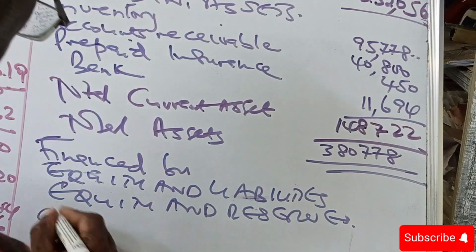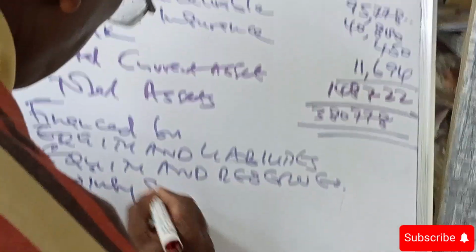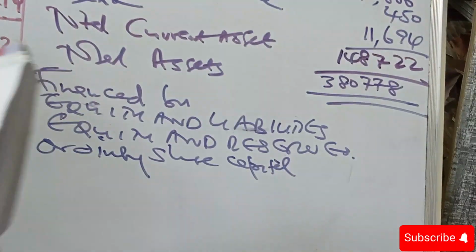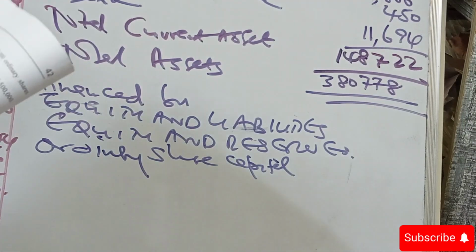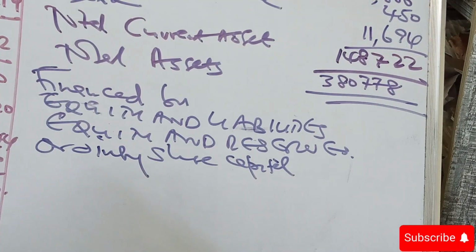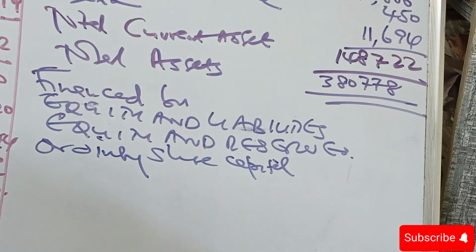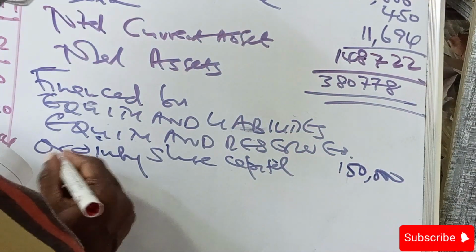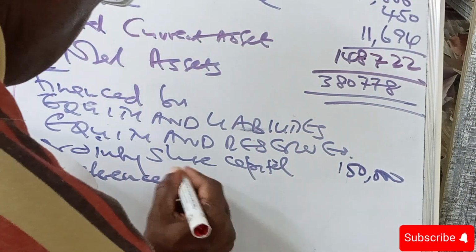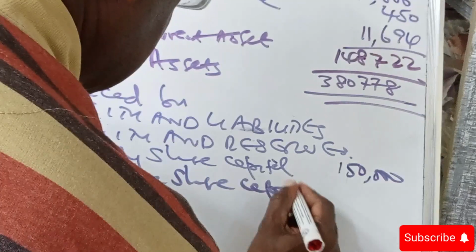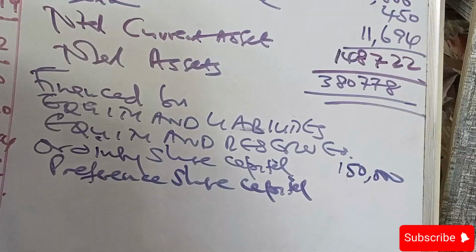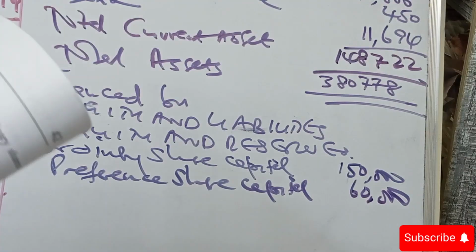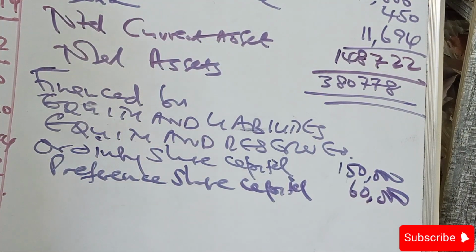And therefore we say ordinary share capital. If I teach you financial accounting, you will enjoy doing some papers in financial reporting because you have already covered quite a bit. So ordinary share capital is 150,000. Preference share capital is 60,000.